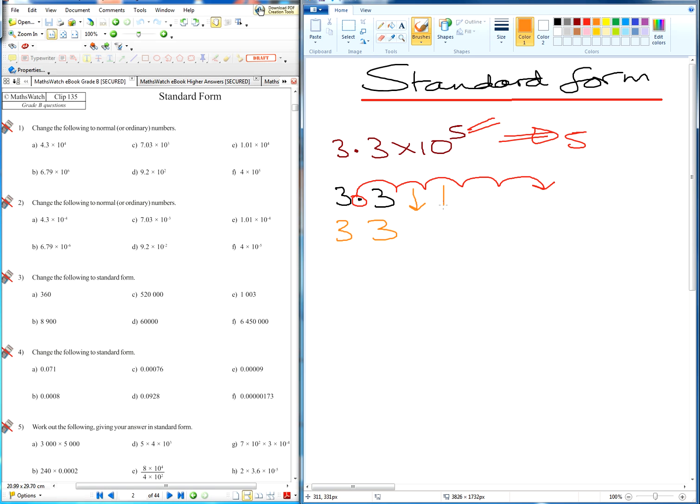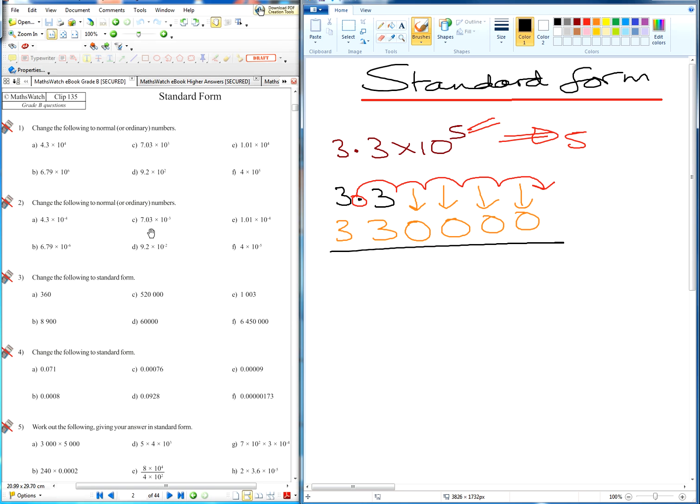So where we have an empty jump, we fill it with a 0. We drop the decimal point down at the end. Now we've got 330,000. But the decimal point is always at the end of a whole number anyway, so even though we put it down, we can get rid of it. We don't need it anymore. And that is our final answer for that question. It's nice and straightforward. A positive power means moving everything to the right by that number.